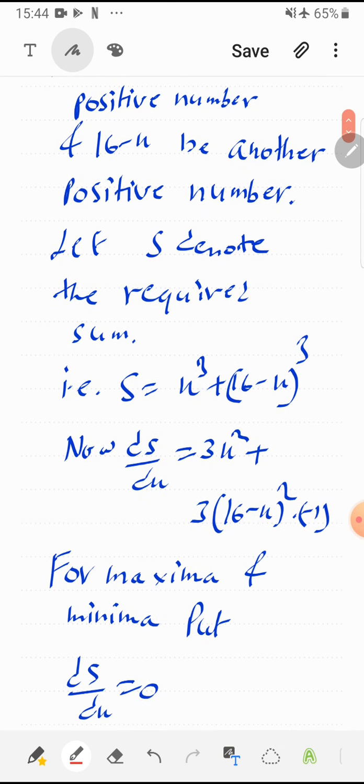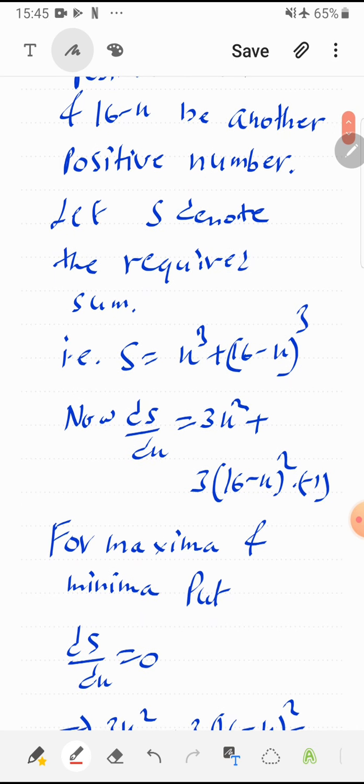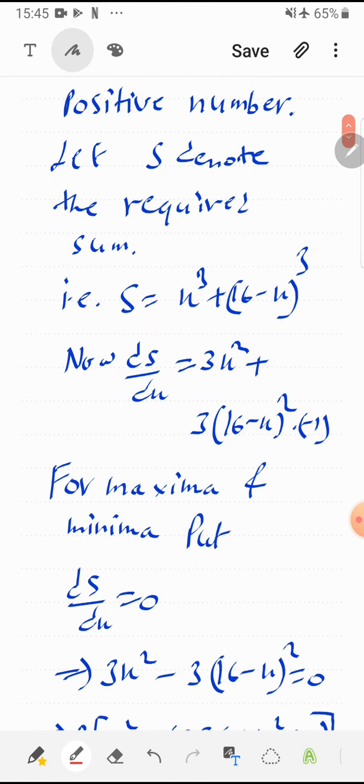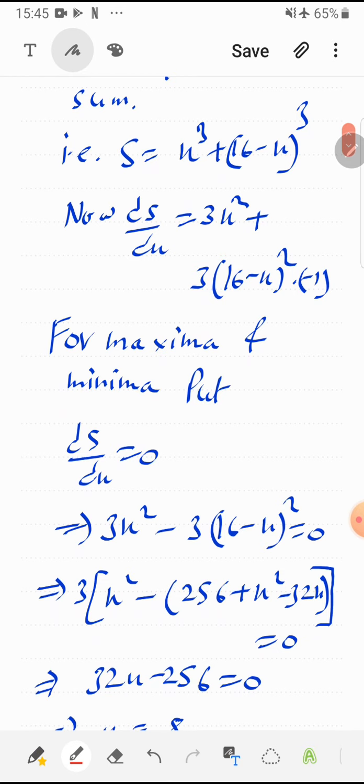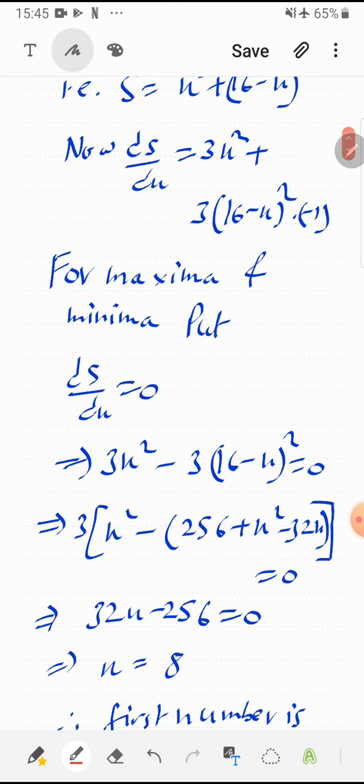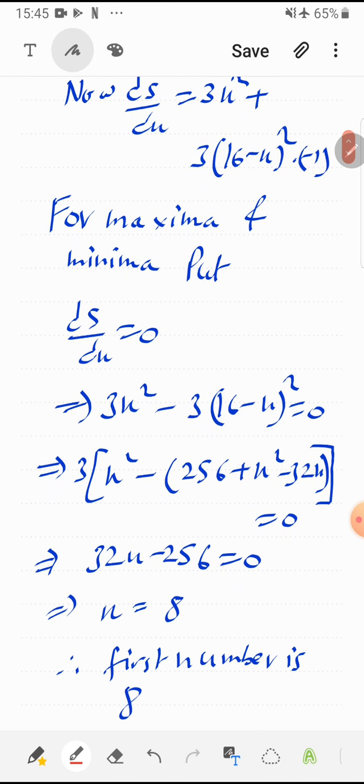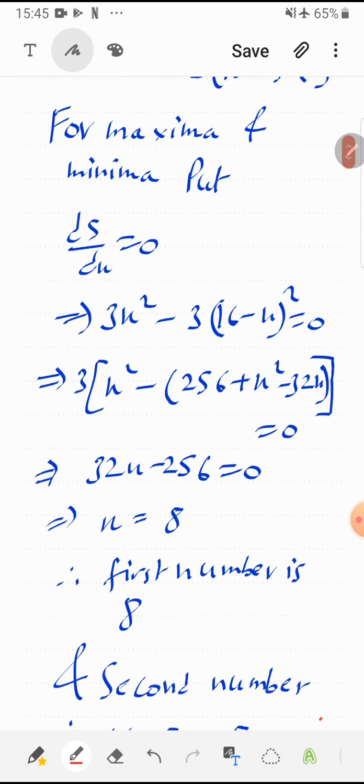Now let us take the derivative. So this is 3x square plus 3 into (16 minus x) whole square into minus 1, which is the chain rule. Now for maxima and minima, put dS upon dx equal to 0. So that means we will put the derivative equal to 0. From here we can get x is equal to 8. So the first number is 8 and the second number is 16 minus 8, which is 8.